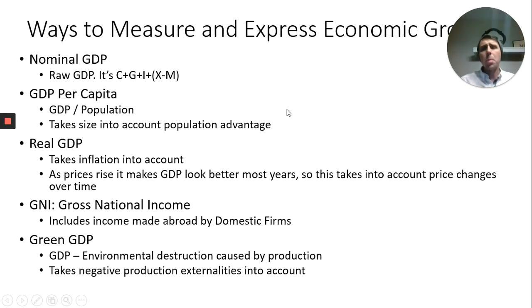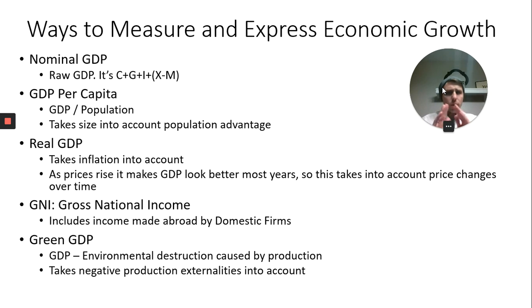Now, a couple variations we have. So we have our first raw one, which is called nominal. And when you think of nominal, it sounds like numbers. So it is just the raw number of GDP. It is just when I take how much is spent and how much is produced, that first number we get, that is our nominal GDP. It's our C plus G plus I plus X minus M.